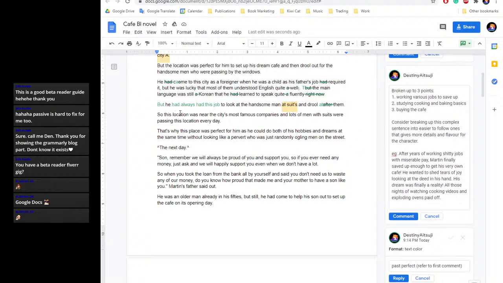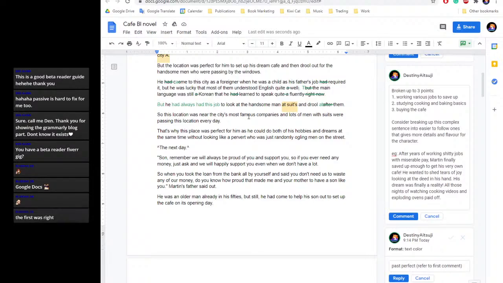Okay. So this location was near the city's most famous companies, and a lot of men with suits were passing this location every day. Okay, basic sentence, nothing wrong with this, but it could be improved with more flair and describing it and rephrasing it. So if it was for me, I'll use words like vicinity. The thesaurus is actually your best friend when writing.